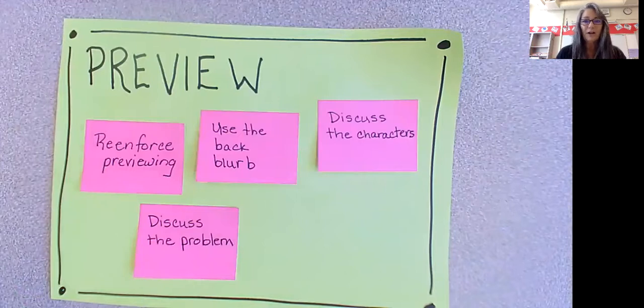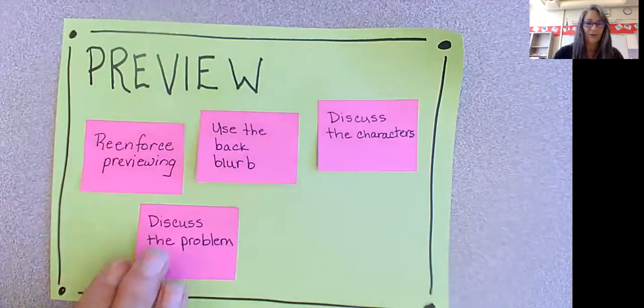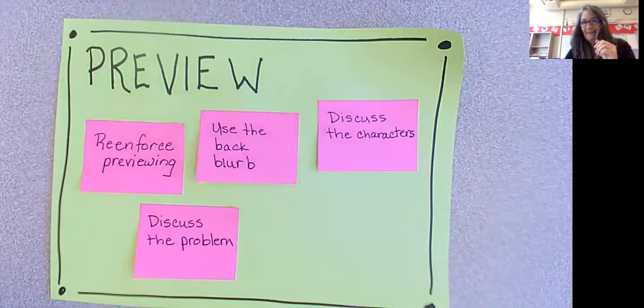They could discuss the problem with you. Early in the book, they are figuring out what the problem is. Is there more than one problem? Do they anticipate that there's going to be another problem? So you could talk about that also. Now, you don't have to talk about all of these in the same conference, right? So you could just talk about the characters or just talk about the problem, obviously.